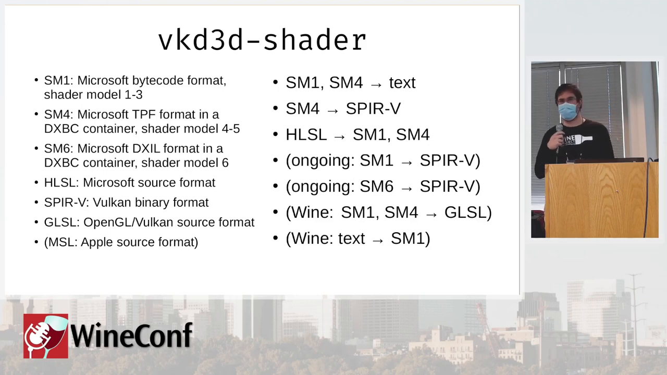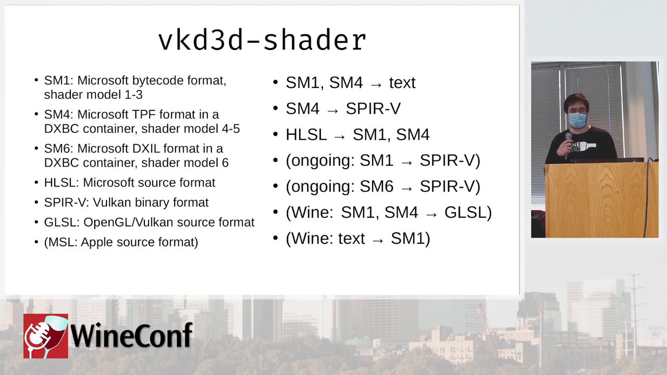The third line is what I called before the HLSL compiler. So usually most programs and games ship with their shaders already compiled to a bytecode format. But not all of them do. Some actually use the D3DCompiler DLL library and give it an HLSL shader and want to obtain a bytecode shader, SM1, SM4. Of course, then that bytecode will be given back to VKD3D for actual rendering, but still we have to implement this stage. And as I said, that will be the topic for the second half of this talk.